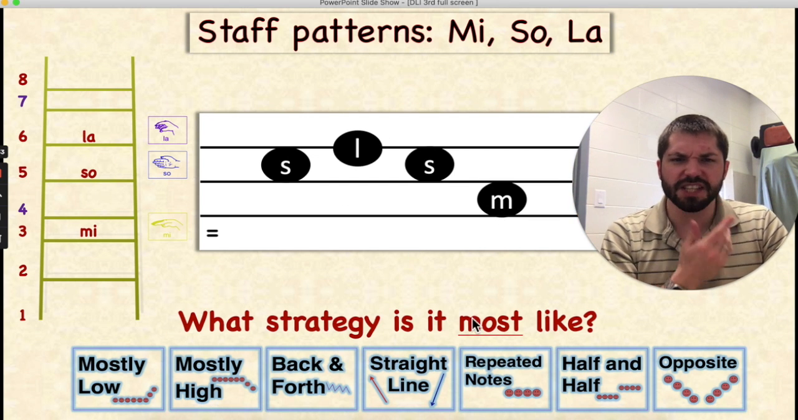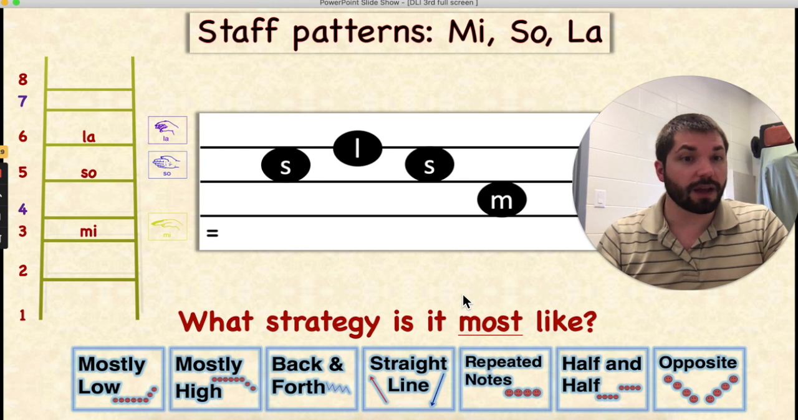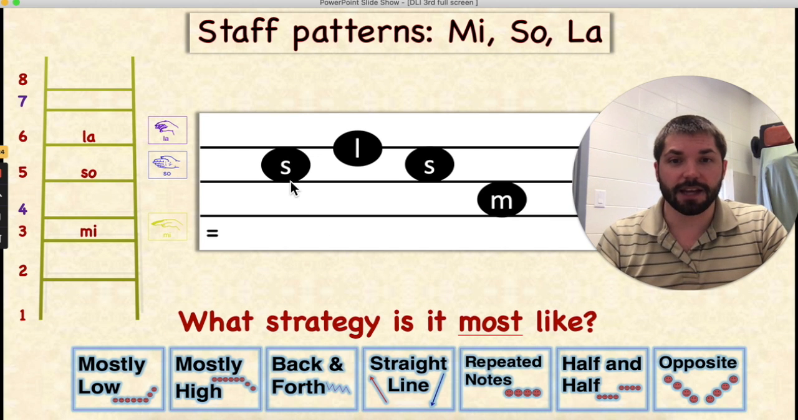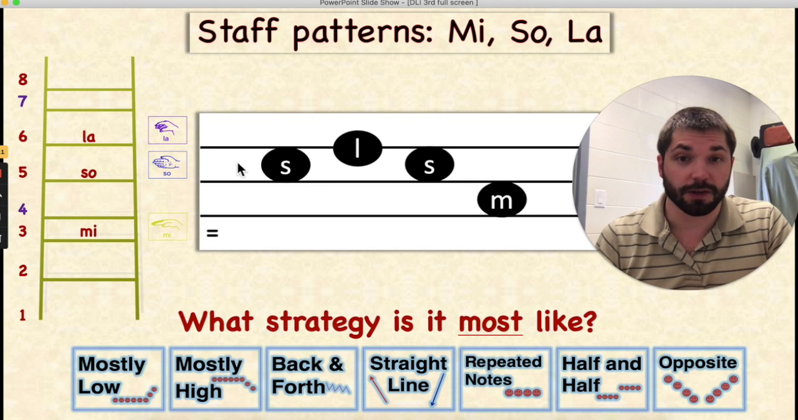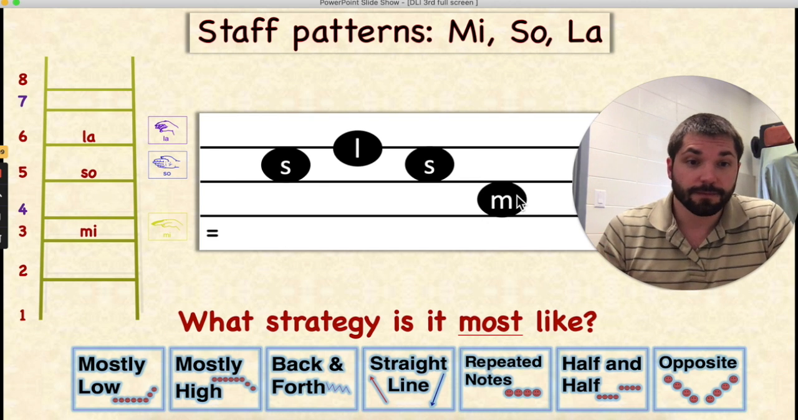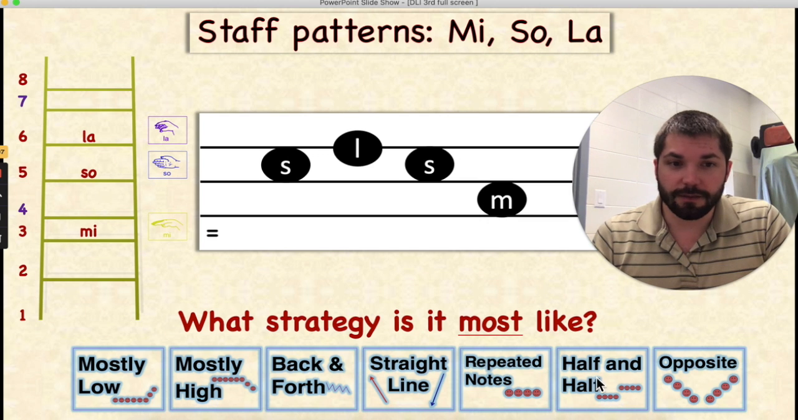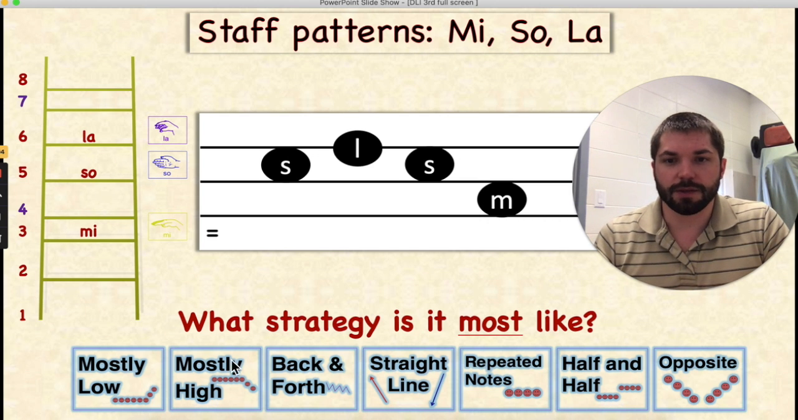Okay, what strategy is this one most like? I say most because there might be a couple different strategies this one is following. I look at it and I kind of see a little bit of back and forth. Or maybe it's mostly high because there's so, la, and so, which is all above the middle, and mi, which is the only one below the middle. So 3 high, 1 low. Doesn't look like half and half or repeated notes though. So I would say it's either mostly high or back and forth.